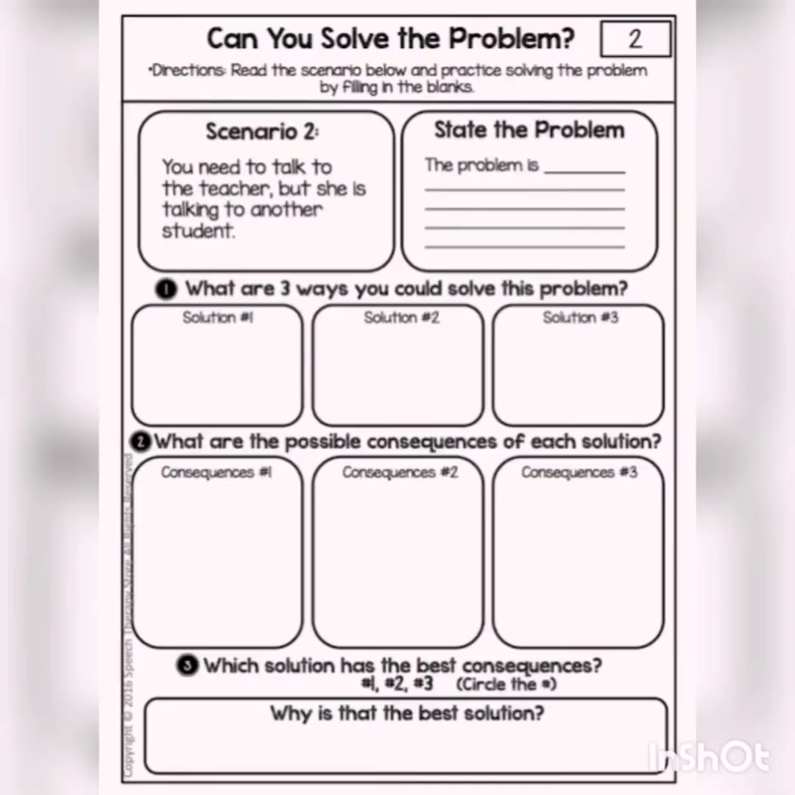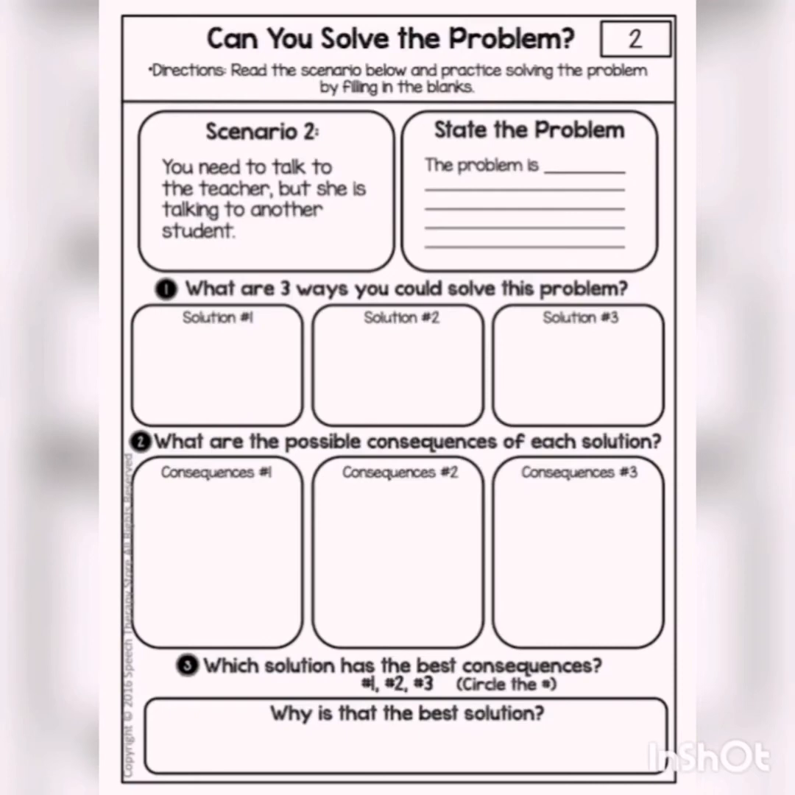Here we have an example of problem-based learning as a group activity on the method case studies. Students are provided with the necessary information on the theme, manners, and responsibilities. The scenario is about a learner that urgently needs to talk to the teacher, but she's talking to another student. In a group, the students must state the problem and think of 3 ways to solve the problem. They must also think of possible consequences for each solution.